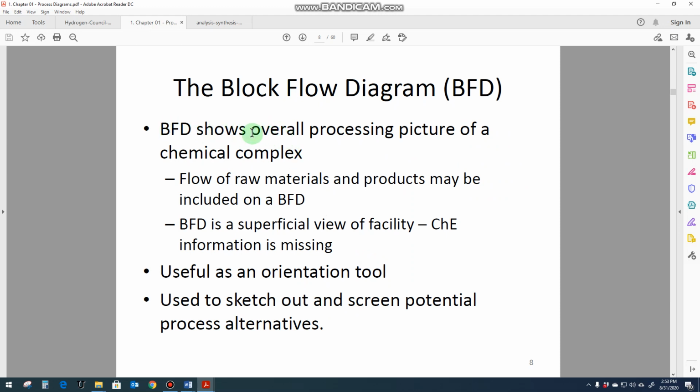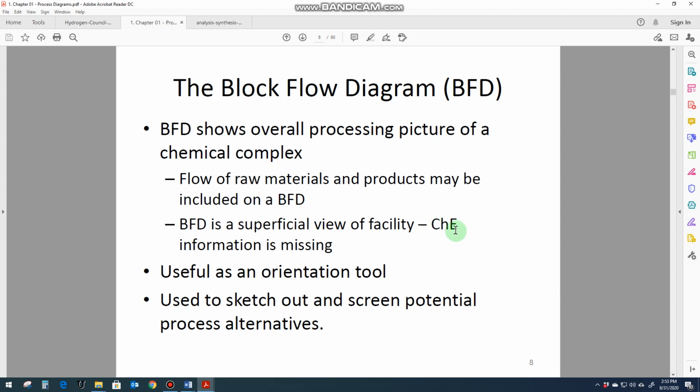Now, the BFD shows the overall processing picture of the chemical complex. The flow of the raw materials and products may be included on the BFD. So the BFD will contain the mass flow rate information about the feedstocks and the reactants and the products. The BFD is a superficial view of the facility. Detailed information is missing. Okay, so it will give you just the generic overview of the facility, what should be the main units, and what should be the input and what should be the output.